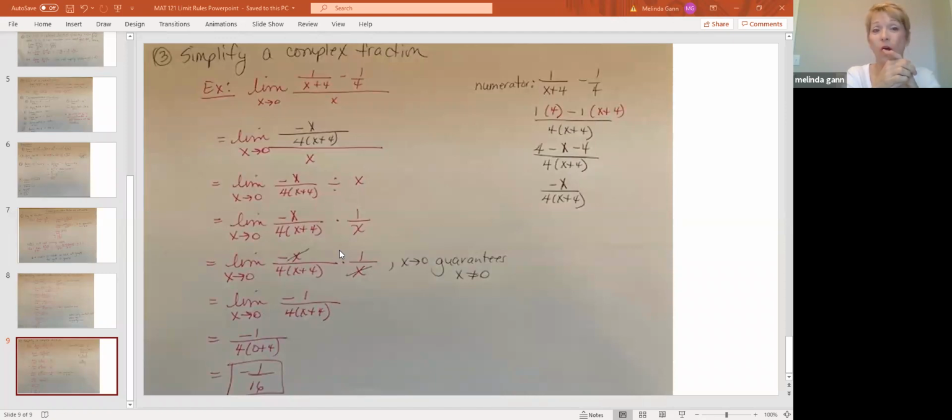If that doesn't work, if you've got a complicated fraction, a complex fraction, try to turn this complex fraction into one simpler fraction and see if that helps. If none of that works, your last option is to make a table and get a guess off the table. Okay?